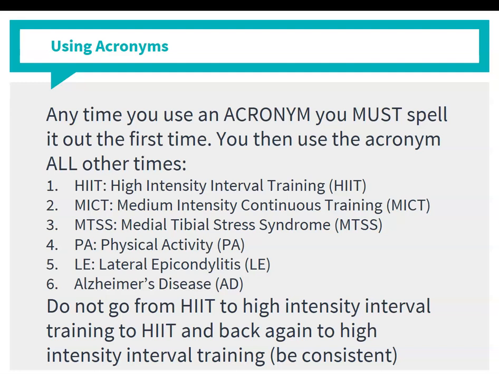Physical activity, you're allowed to do it as an acronym. Lateral epicondylitis, you're allowed to. Alzheimer's disease, you're allowed to. You don't have to. But some of the longer phrases, it would be easier for you to type them as acronyms rather than the entire phrase. Once you write the acronym, you don't go from HIT to high intensity interval training and back to HIT again. So make sure that you're being consistent with that.